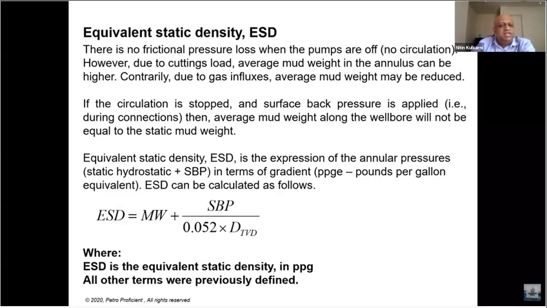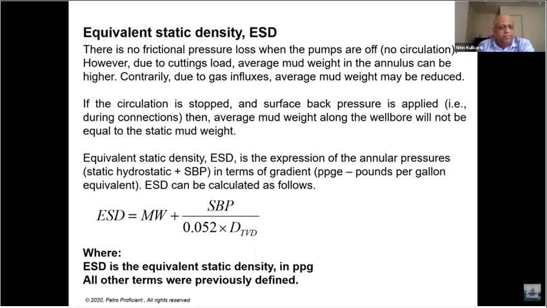So equivalent static density, ESD: there is no friction pressure, pumps are off. But in the annulus it could be higher. Contrarily, due to a gas influx, the average mud weight could be reduced. So this is what it is. You may have cuttings in the well, you may not be circulating, but the equivalent density of your fluid in the annulus would be higher because of these two reasons, or lower.